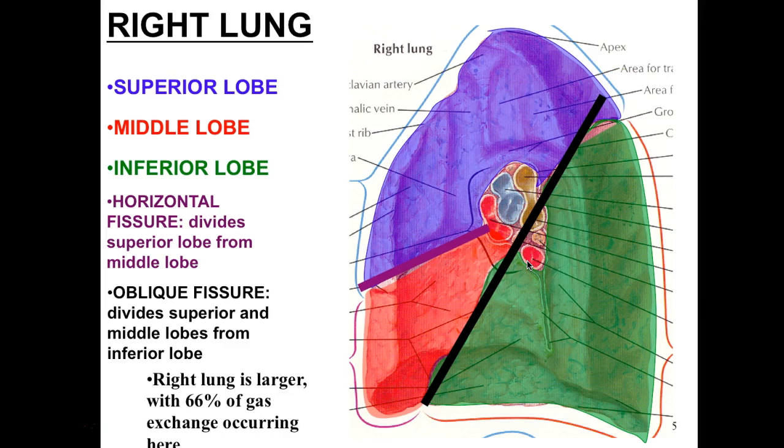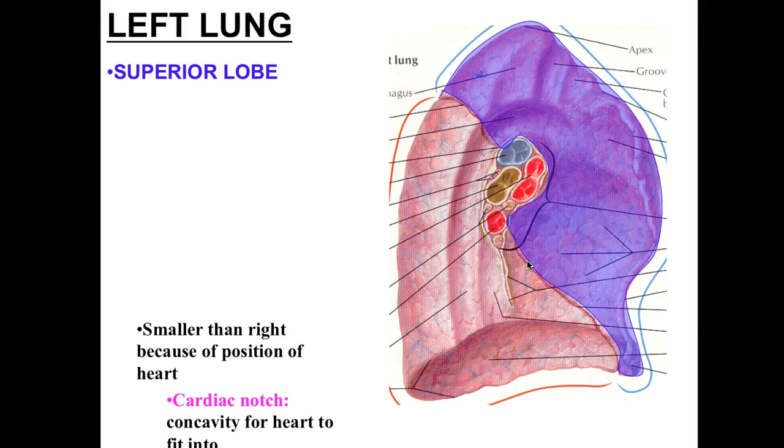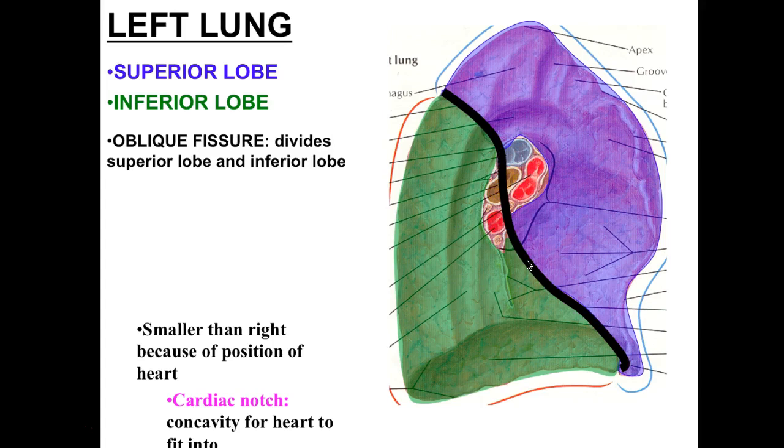What's special about our right lung is that it is actually larger, with 66% of our gas exchange taking place here. This makes sense because we have our heart over on the left side of our body. So that leaves less room for our left lung. So our left lung only has two lobes, an upper or superior lobe and an inferior or lower lobe. And that just has one fissure, the oblique fissure, that divides the superior lobe from the inferior lobe. Remember that oblique means diagonal. So this is always going to be the fissure that is diagonal.